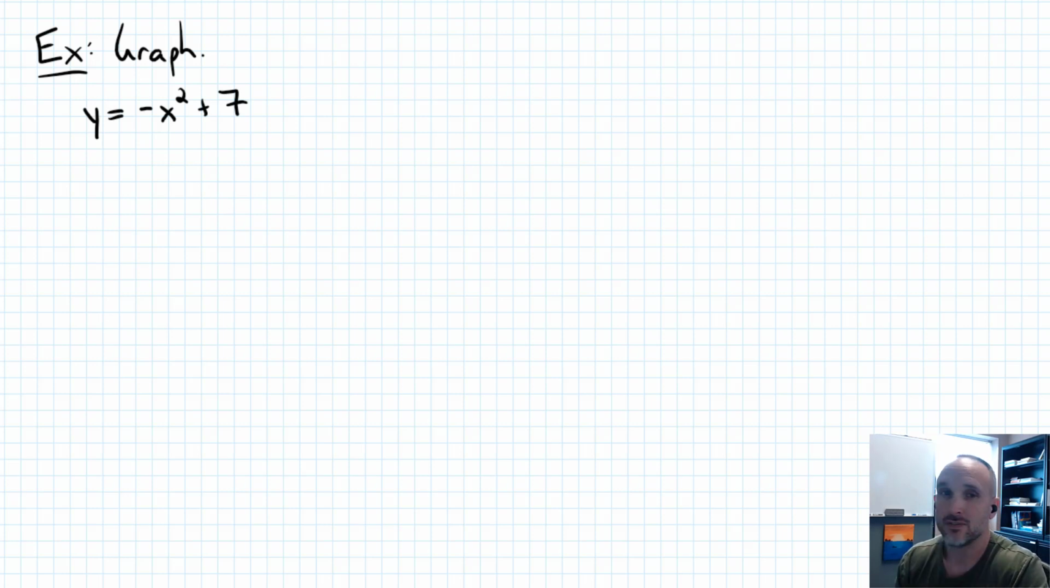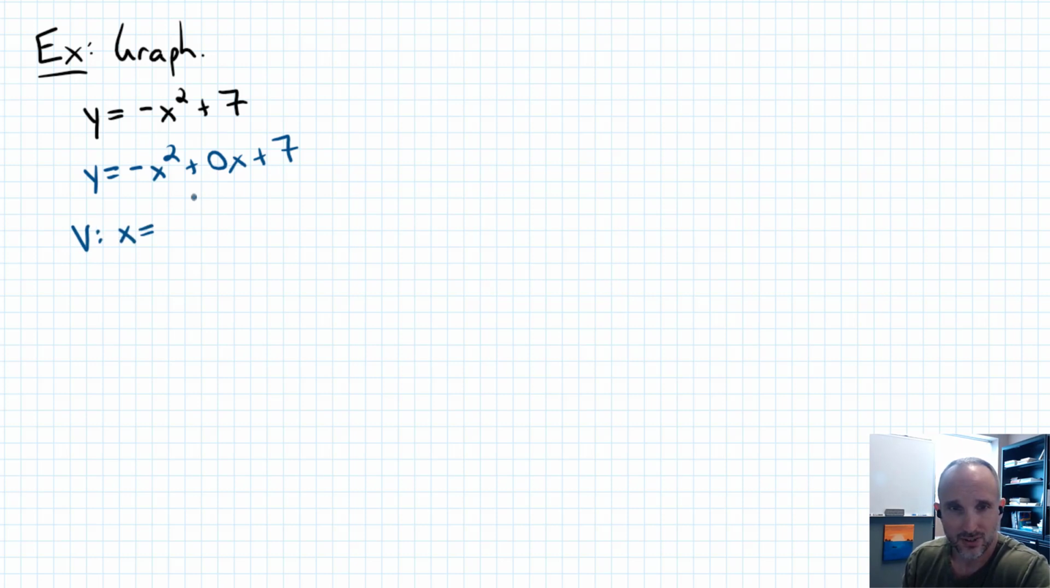And so if we want to find the vertex here, notice that there's no x term, which we need to find our b. So you might think of this as negative 1x squared plus 0x plus 7, so that you can see that a is negative 1, b is 0, and c is 7. So our vertex now would be x equals negative 0, which is 0, over 2 times negative 1, which is negative 2. So the vertex here occurs when x is 0.